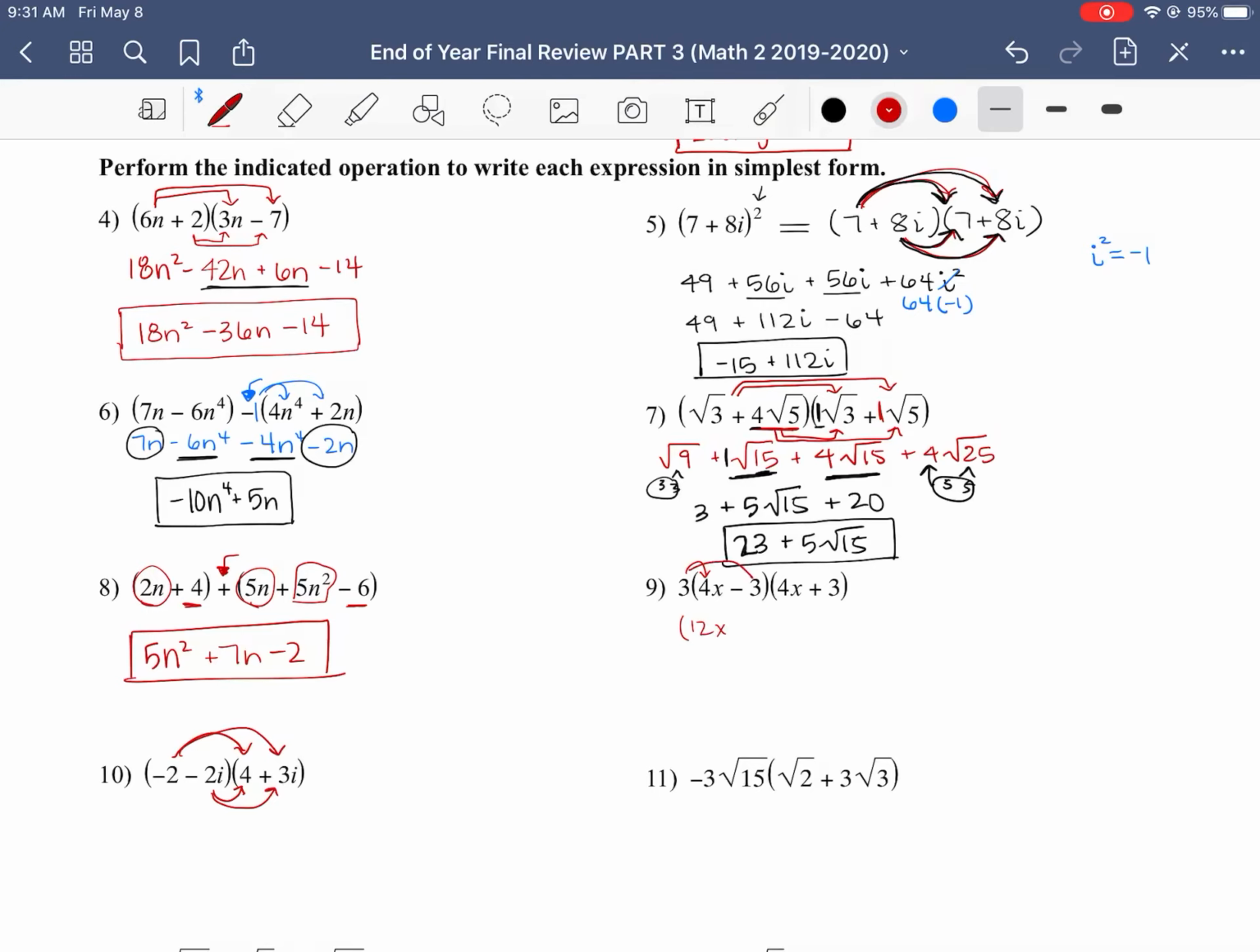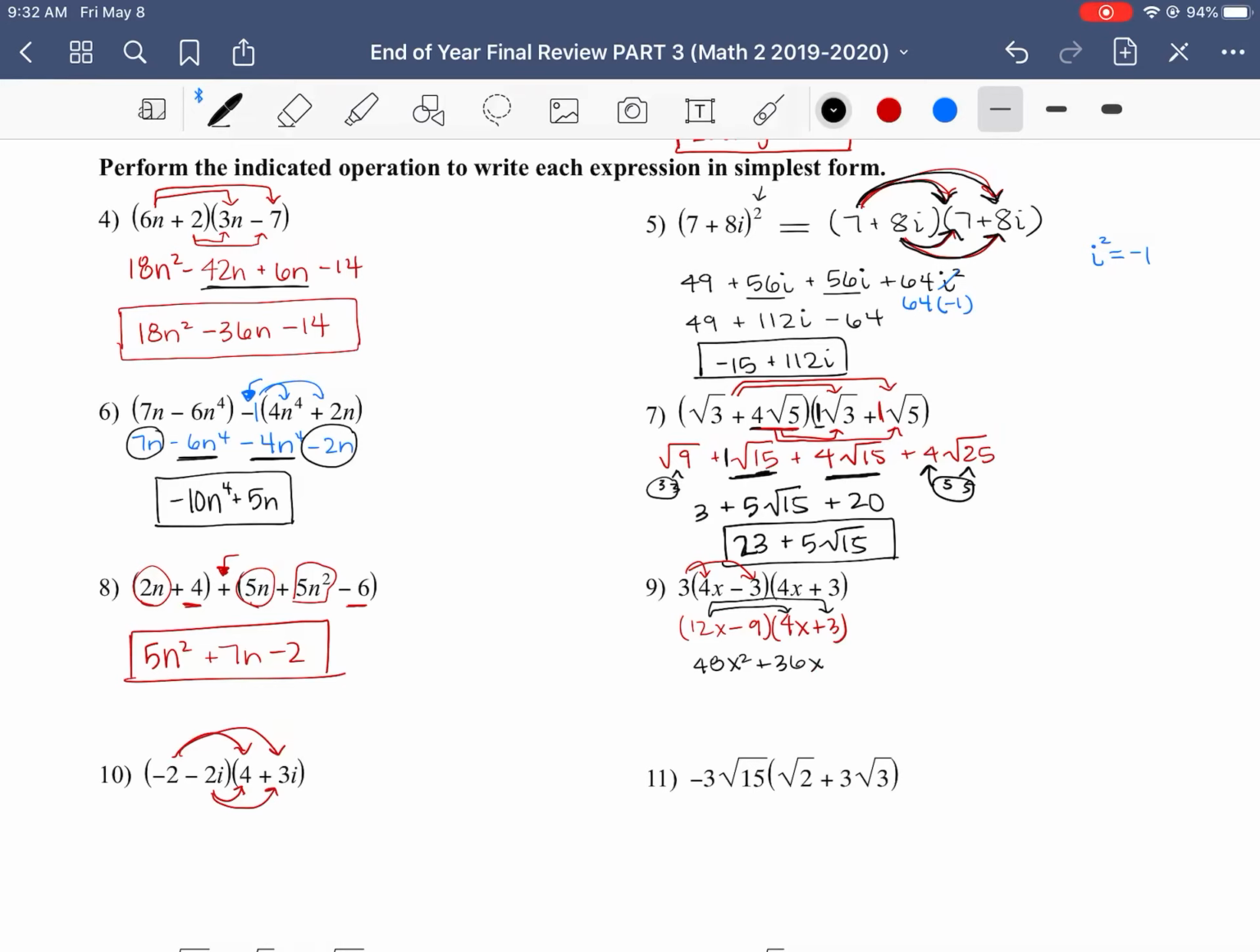So we're going here and we do 3 times 4x. Well, that gives me 12x. Then I do 3 times negative 3. That's negative 9. And then I bring down the 4x plus 3. Right, so that's what we're looking at there. Then we go ahead and FOIL. So 12x times 4x, that's going to be 48x squared.